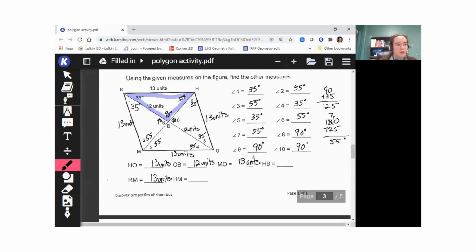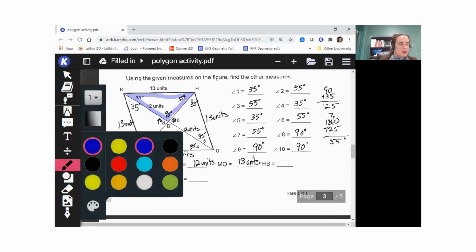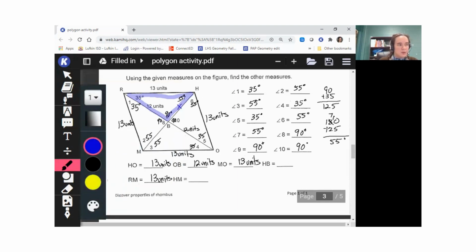Now we need to look for HB. So we know two sides of this triangle. We know one side is 13, one side is 12. We're looking for that last side. Now, this is a right triangle, so we can use the Pythagorean theorem to help us figure out what that side length is. And remember that 13 is your hypotenuse, so it is c. So we have x squared plus 144 equaling 169.